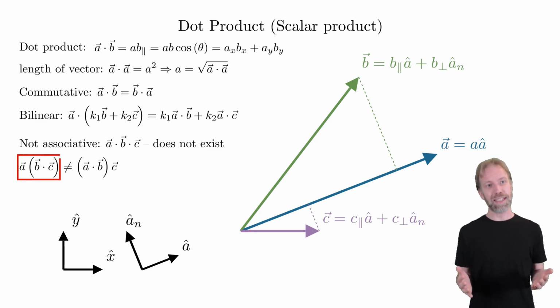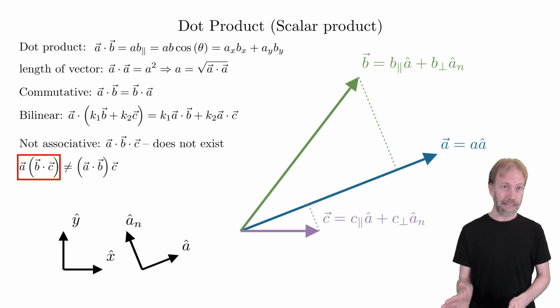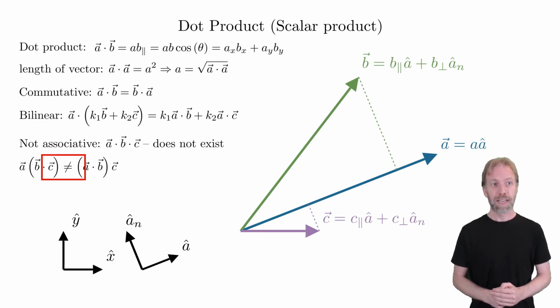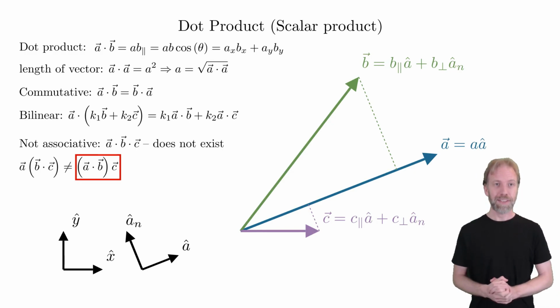A simple way of seeing this is to consider that A multiplied by B dot C is A multiplied by a scalar, and hence in the direction of A. A dot B multiplied by C is a scalar multiplied by C, and hence in the direction of C, which is a different direction than A.